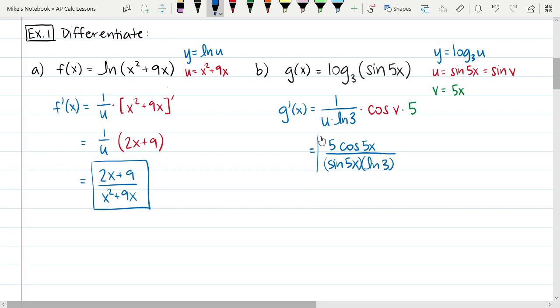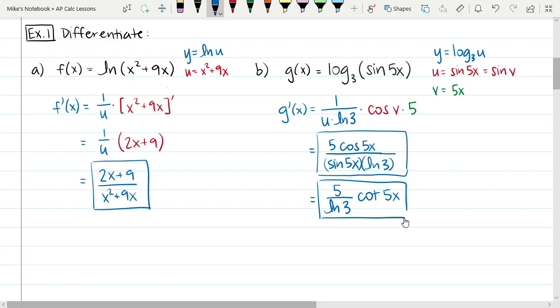All right, so we could really stop here. We could clean this up just a little bit. Remember, we have cosine over sine, and they have the same argument. So remember, cosine of theta over sine of theta, that's really cotangent of theta. So I really could write this as 5 over the natural log of 3 times cotangent of 5x. So I could write our answer that way as well. All right, so hopefully not too bad so far.